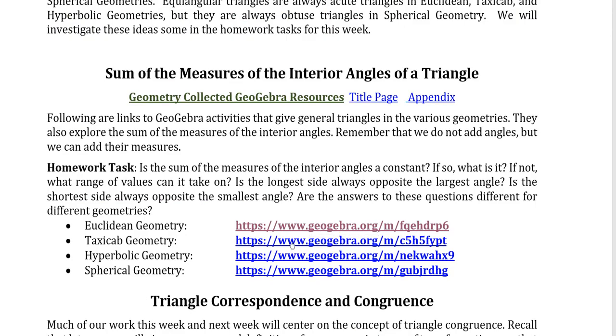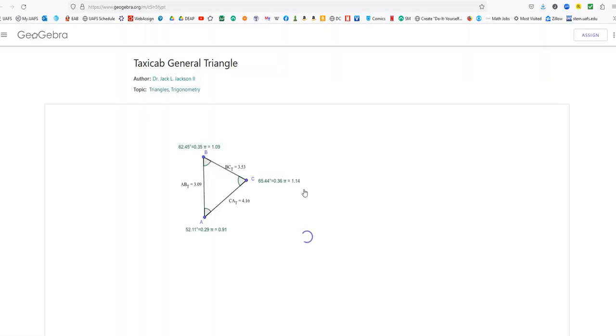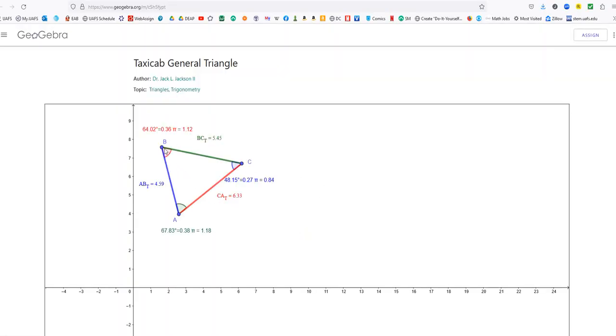What about taxicab geometry? Well, it's the same thing. Here's a taxicab general triangle. We're measuring the taxicab distance and the angles. And once again, we see that no matter what, if we add up those three angle measures, we still get, of course, same as in Euclidean geometry, pi or 180 degrees. Now, some other things are interesting about this.